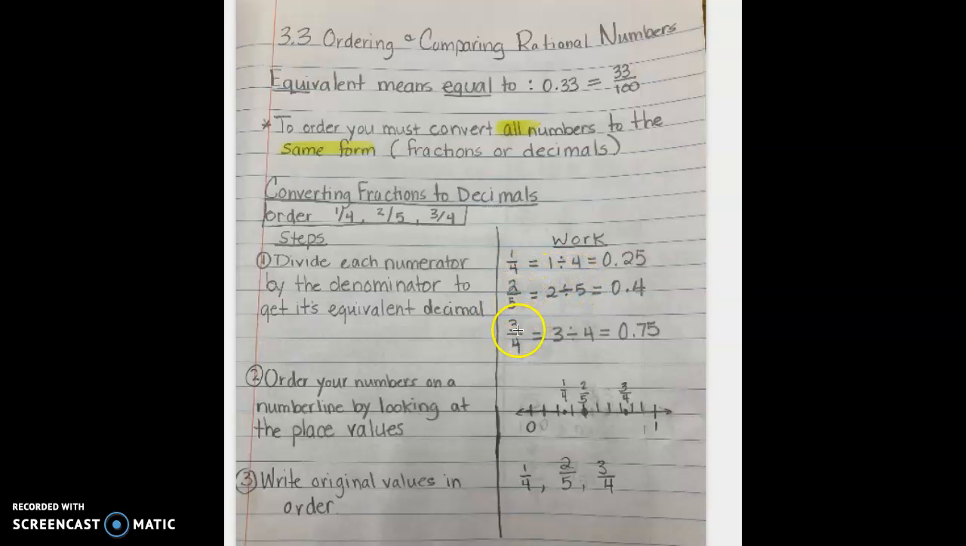So here are my three values, 1/4, 2/5, and 3/4. I'm going to divide 1 by 4 to get 0.25. I'm going to divide 2 by 5 to get 0.4. And I'm going to divide 3 by 4 to get 0.75.